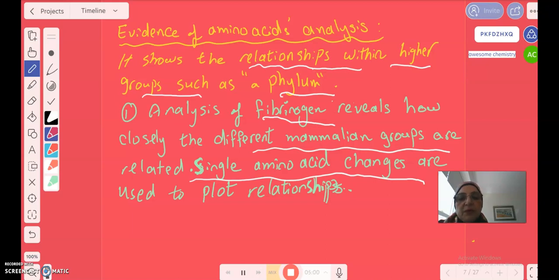What is the point here? Amino acid analysis: they analyze the amino acids that form a protein like fibrinogen to see if there is any relationship between living organisms or not. And it helps to classify living organisms based on the phylum or higher groups, not species or genus. Amino acid analysis doesn't help to put two living organisms in the same species or same genus, but it might help in higher groups like phylum.